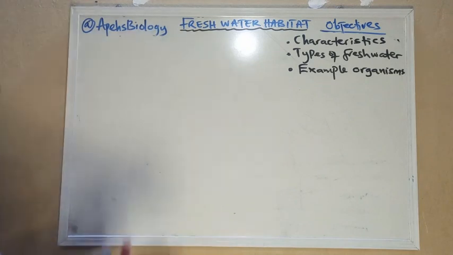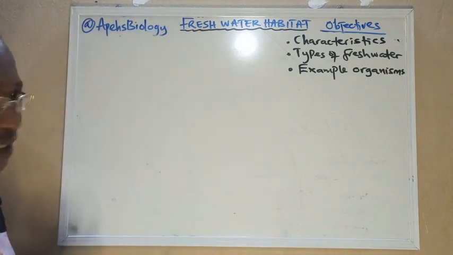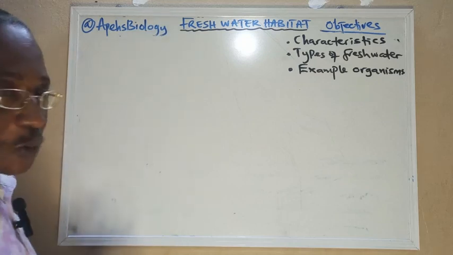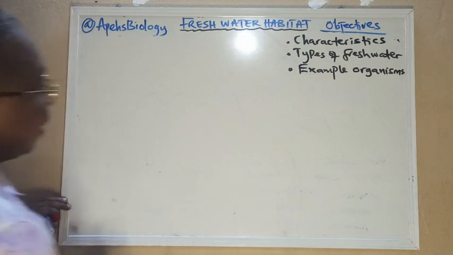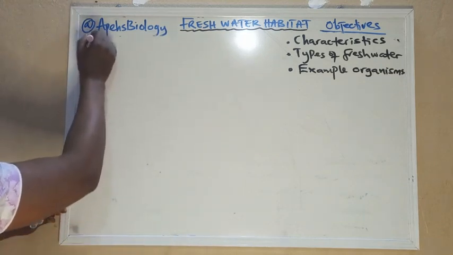And I said we're going to look at freshwater habitats. Our objectives are the characteristics, the types of freshwater, and examples of organisms we find there. Let's start with characteristics of freshwater.